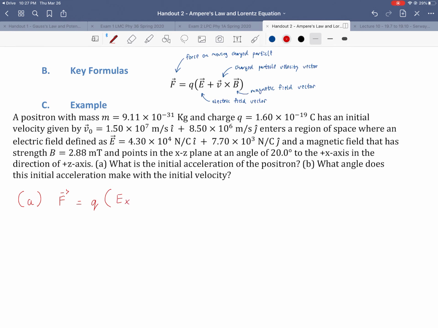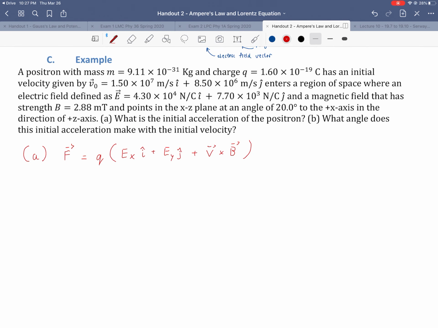So then I would just have Ex times i hat plus Ey times j hat, okay? And then the cross product, okay? So then I'm going to have V crossed with B, okay? And I'll do that down the next line. So we'll make a little bit more space.